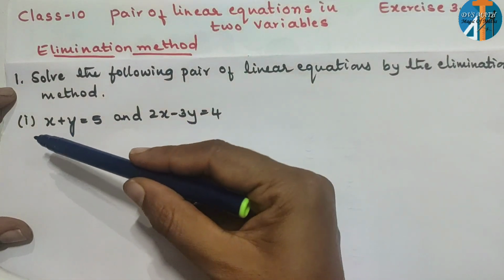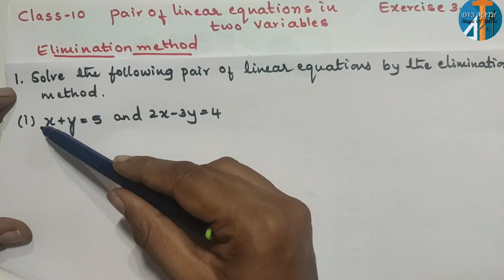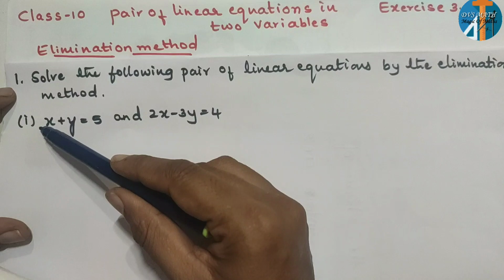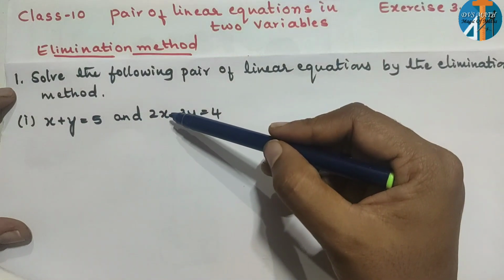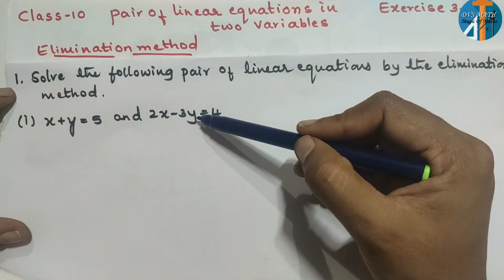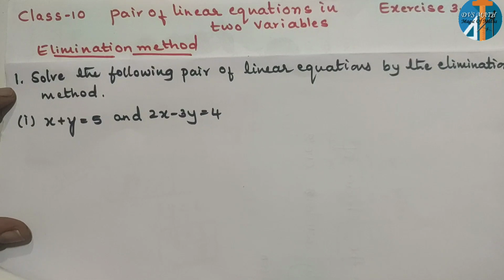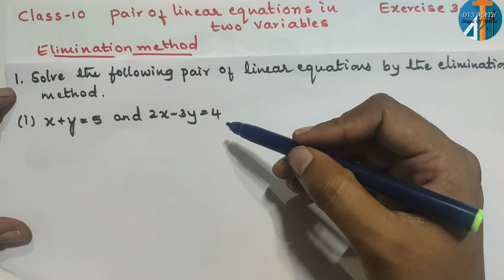So first let us check. If we consider the coefficient of x, if nothing is there, we will consider it as 1, right? So the coefficient of x is 1, but here the coefficient of x is 2. Here the coefficient of y is 1, and here the coefficient of y is minus 3. They are not equal. So the first step is we have to make the coefficient of x or y, any one, the same. Not both, any one. So how to make it? By multiplying. So here we have to multiply the numbers.